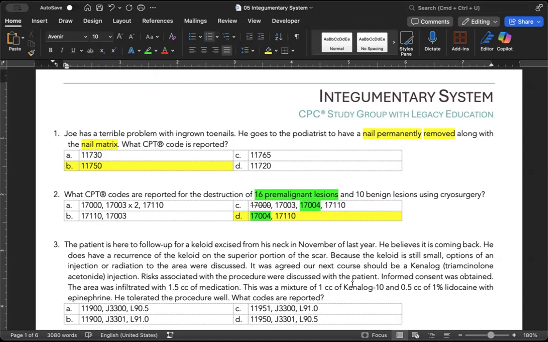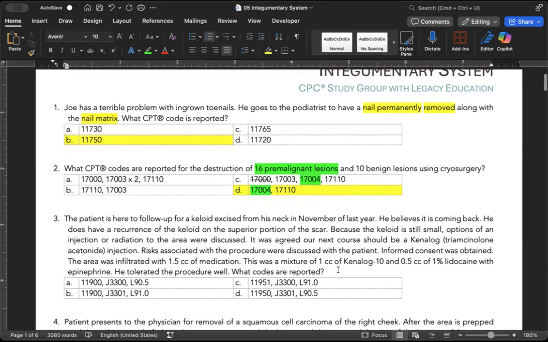Xenia. So yeah, don't add them, but use the code that includes all of them. Yep. So if we only had 12 premalignant lesions, then we would have used 17000 and 17003. But in this instance, because we had more than 14, we're only going to use the single destruction that is 15 or more. We don't need a primary code with it.